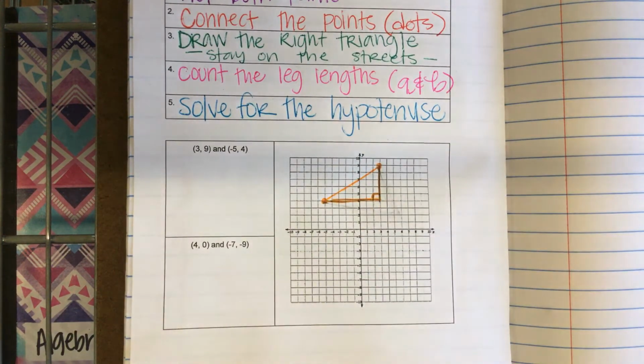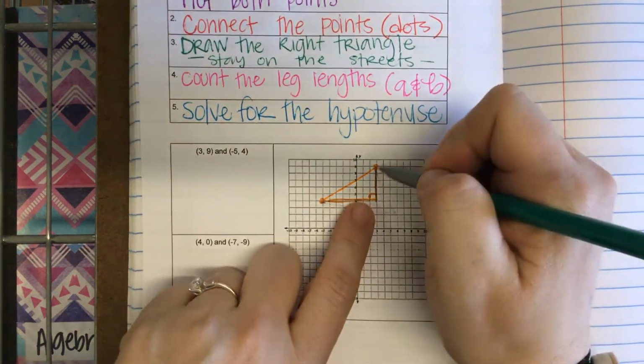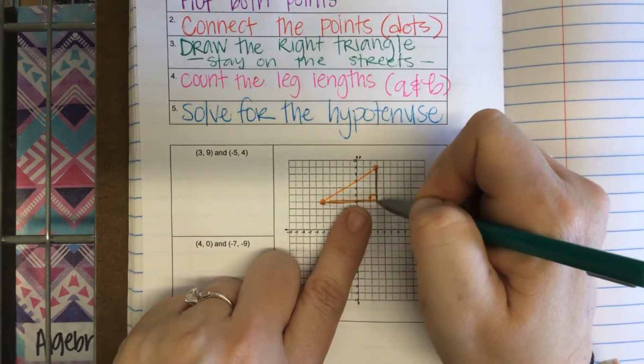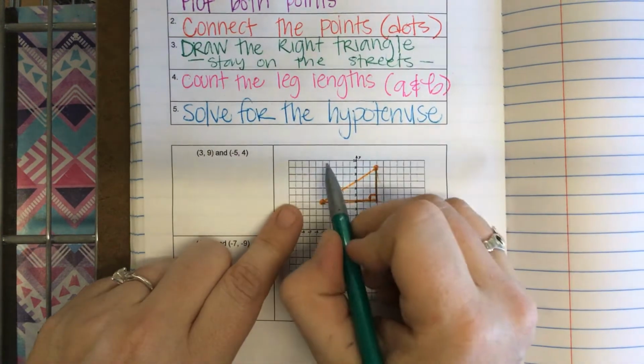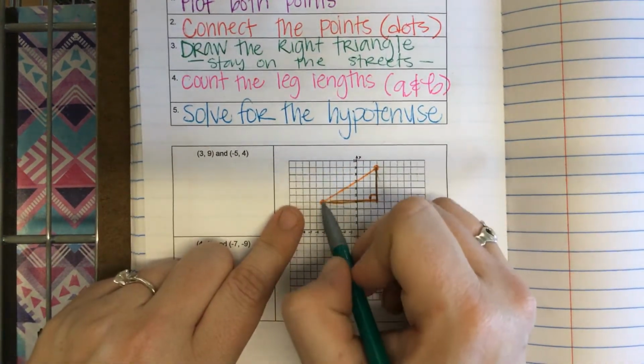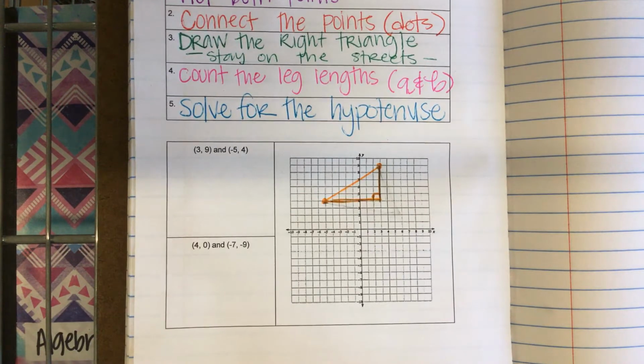Yes, so we just had a good question. Instead of having your dots go down and then this way, you could draw it going the other way too. It doesn't matter which way you go. It does matter that you're going straight in a vertical line and in a horizontal line.